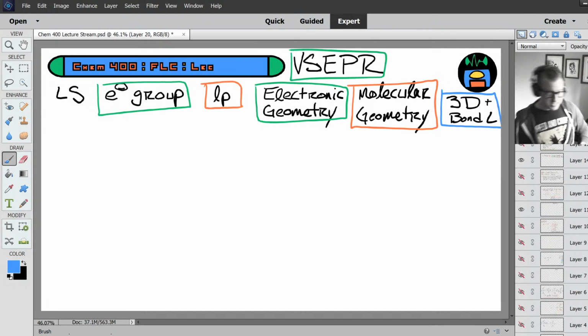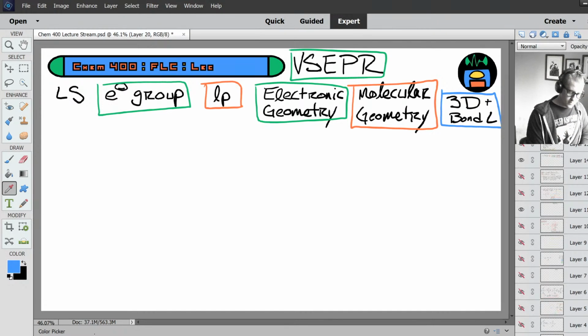And we're going to do that by taking a look at methane, CH4.